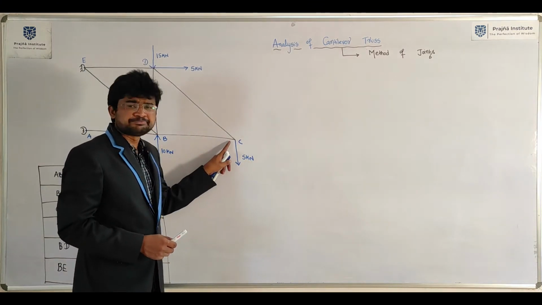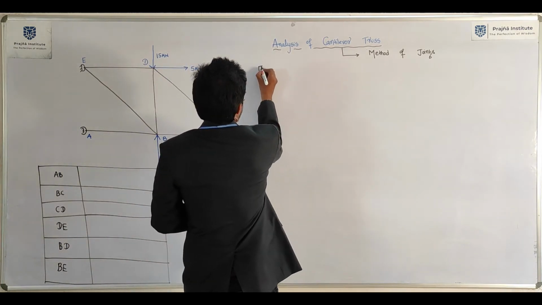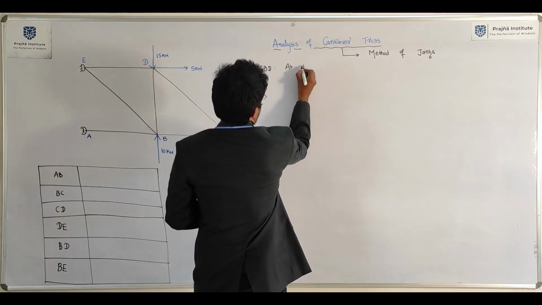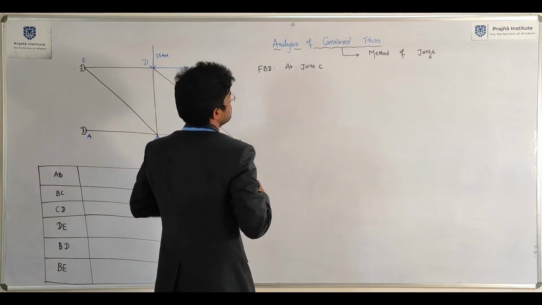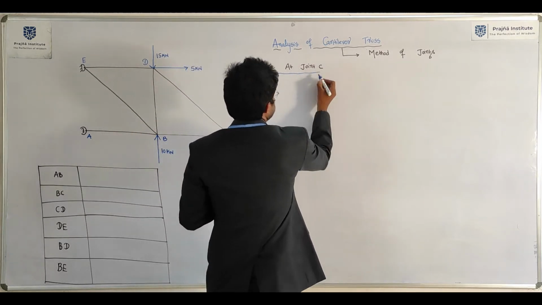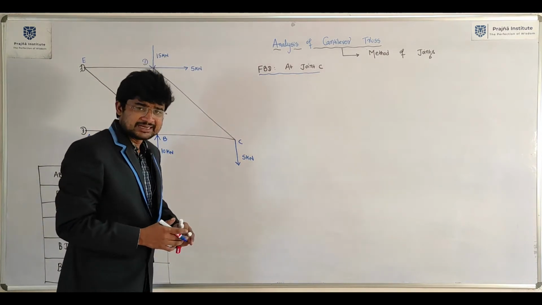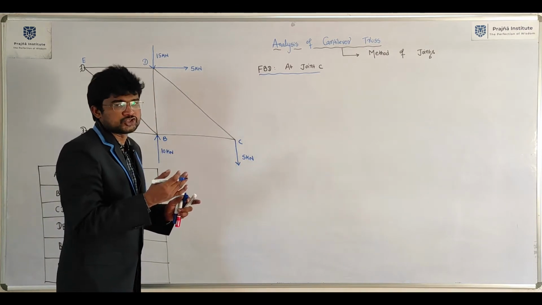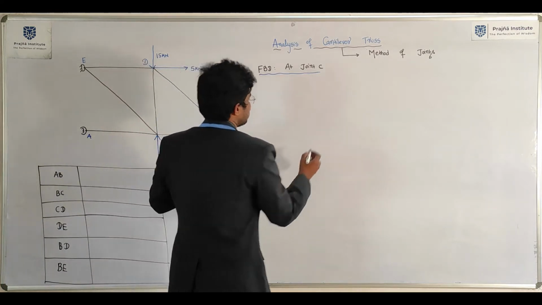First start from free body diagram at joint C. Free body diagram at joint C. So initially assume that all forces in the members are tensile. Okay? Tensile means a force which is acting away from the joint, pulling the joint. Pulling force assumed to be tensile.